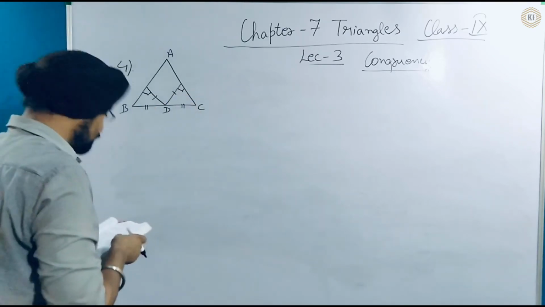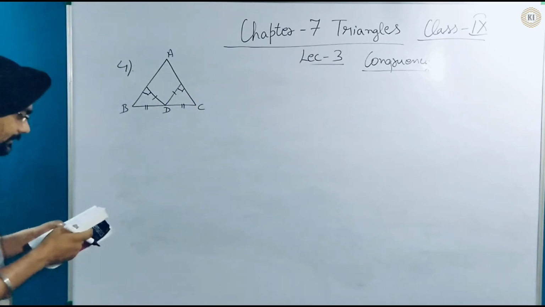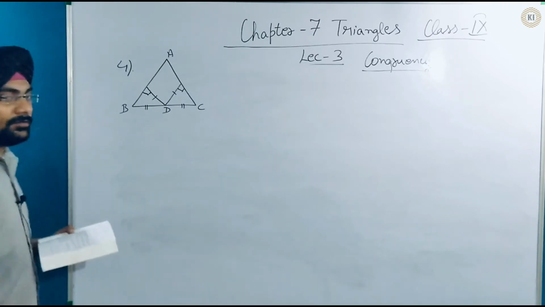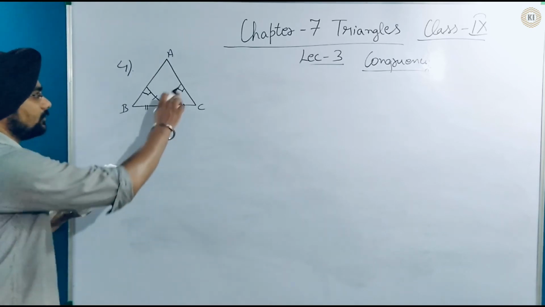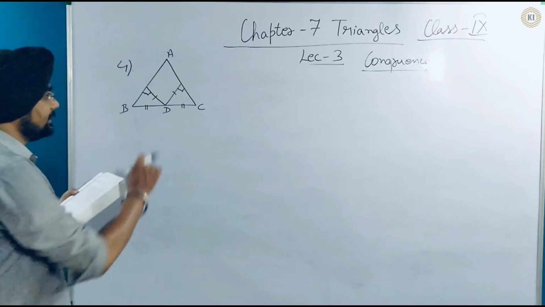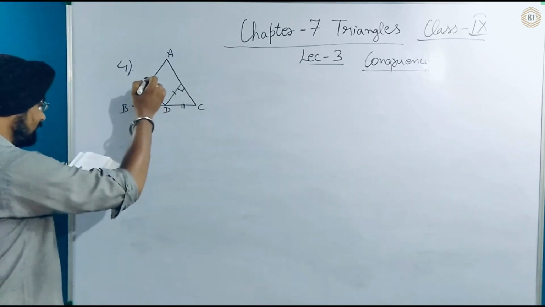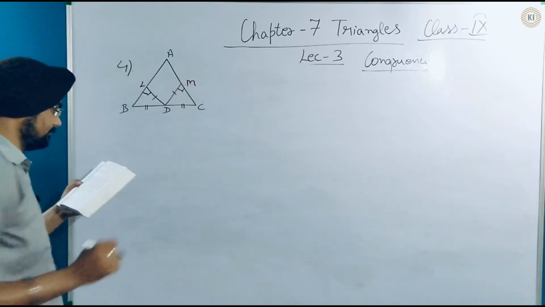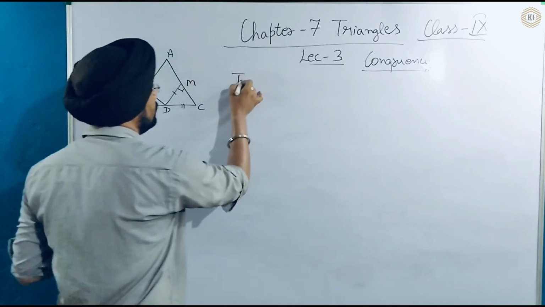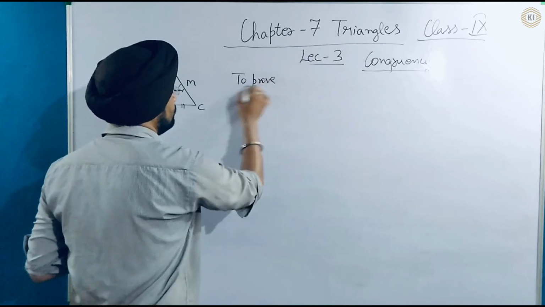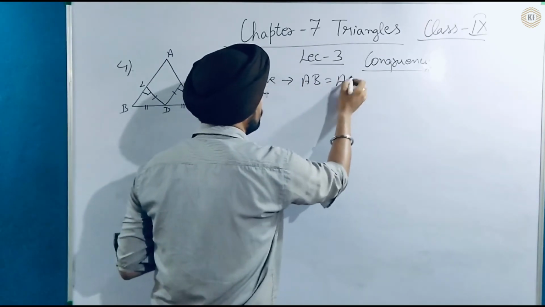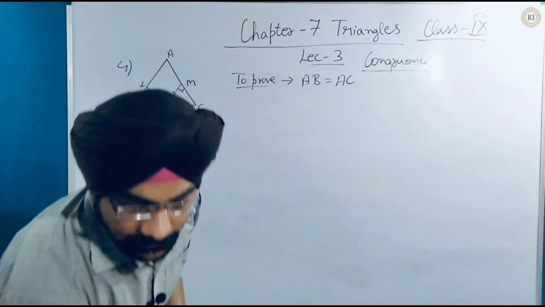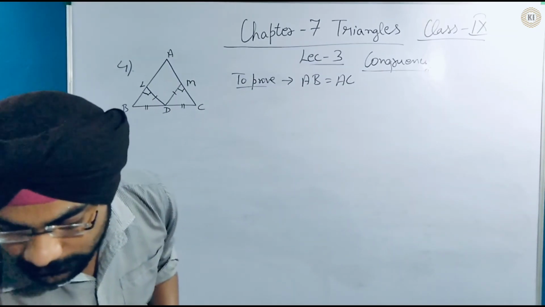Now the question is saying that in triangle ABC, D is the midpoint of BC. DL is perpendicular to AB and DM is perpendicular to AC, such that DL is equal to DM. We have to prove AB is equal to AC. So in this question we have to prove AB is equal to AC.